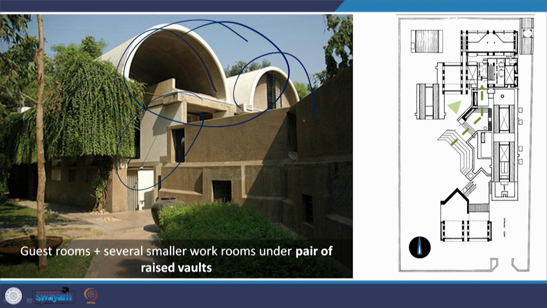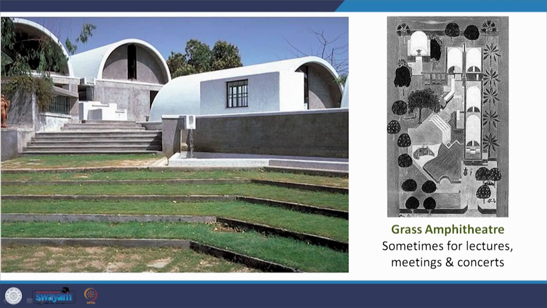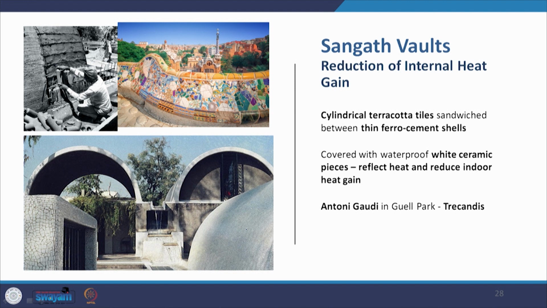In fact, if you do get an opportunity, please look at pictures of the vault study that were done through some simple and crude models that were made for the Sanghat project. And this is how we see this movement here. This is the grass amphitheater, which is also used sometimes for lectures and meetings and concerts. And then there is the reduction of the internal heat gain.